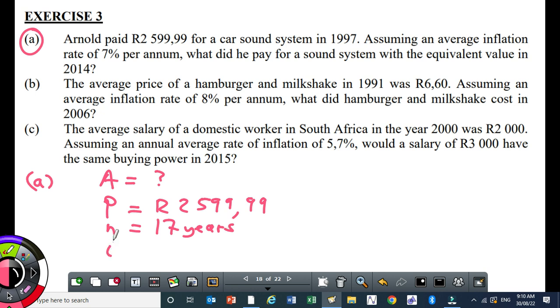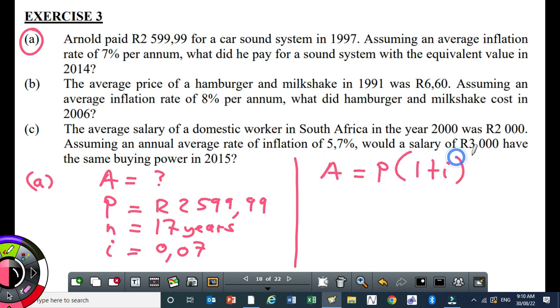When the inflation rate is 7%, 0.07 is the decimal. Then we write our formula. It's A equals P times (1 plus i) raised to the power of n. So we want to predict the price of the sound system in 2014. That is 17 years later. So it will be 2,599 times (1 plus 0.07) raised to the power of 17. What's the answer?